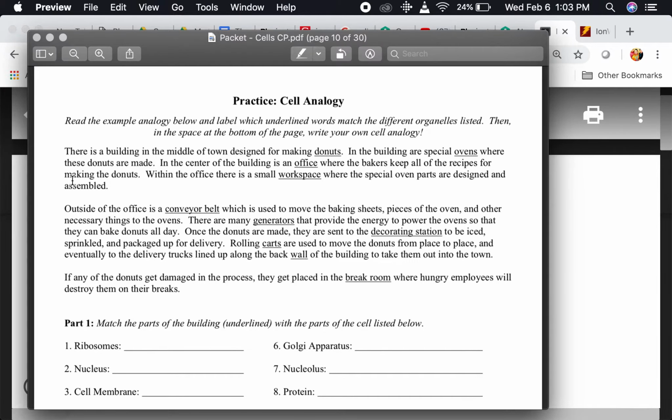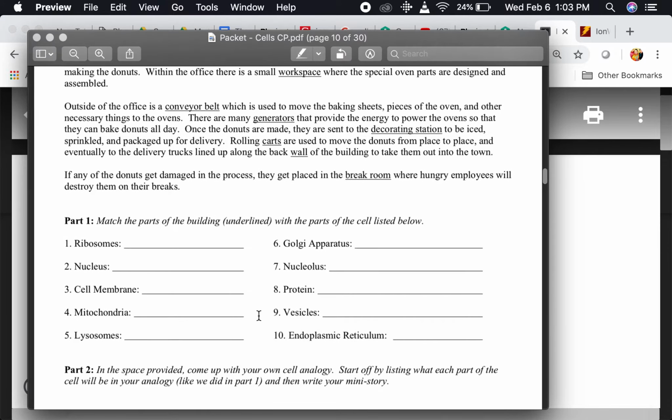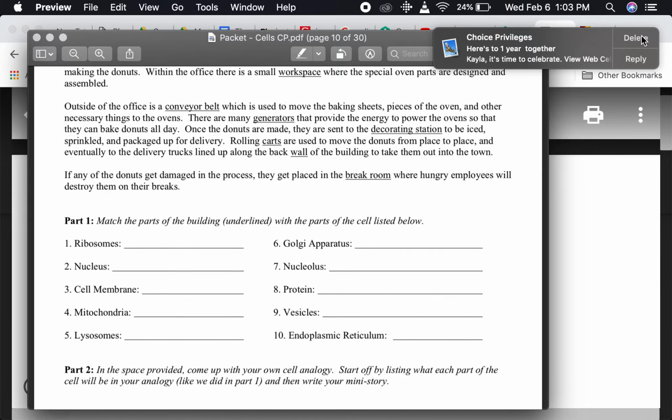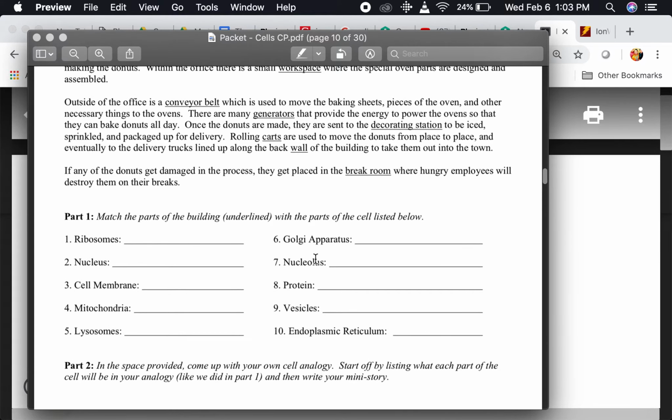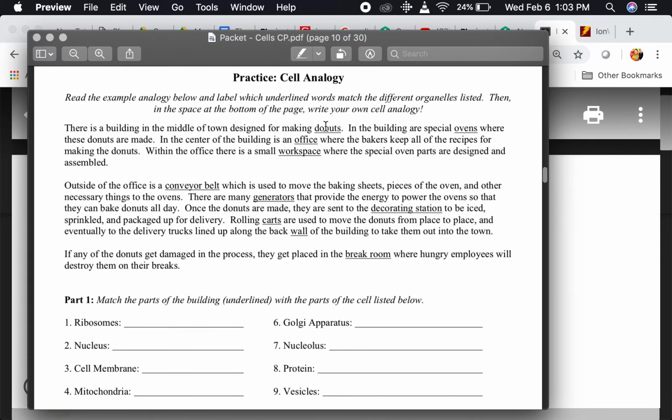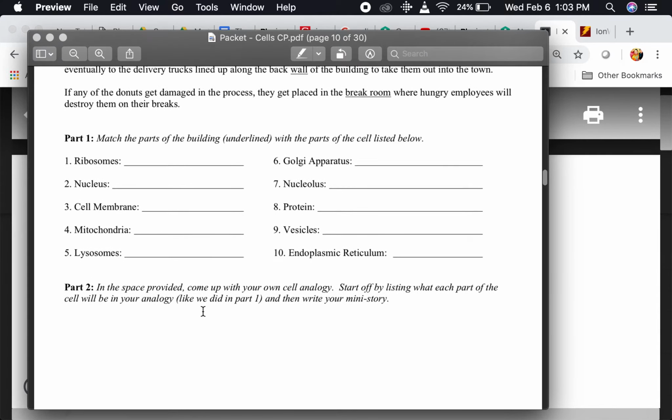It says there is a building in the middle of a town designed for making donuts. These underlined words are an analogy for one of the cell organelles. So what is the donut representative of? Is it the nucleolus? What's the wall? Which one is that? Where's the break room? What does that represent? So you're going to match the parts. All of these should have a matching part to the underlined area.